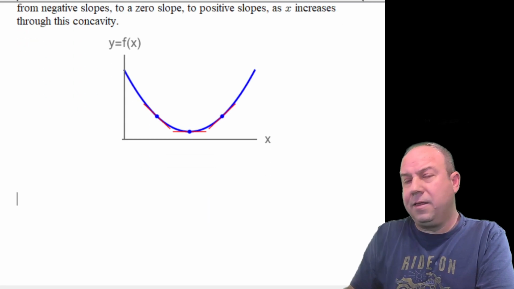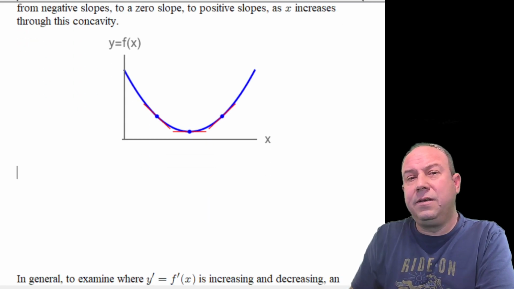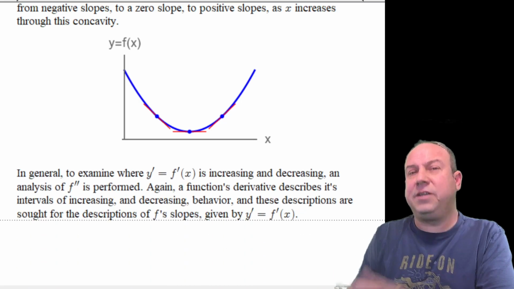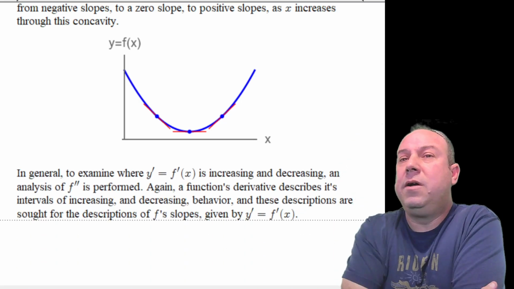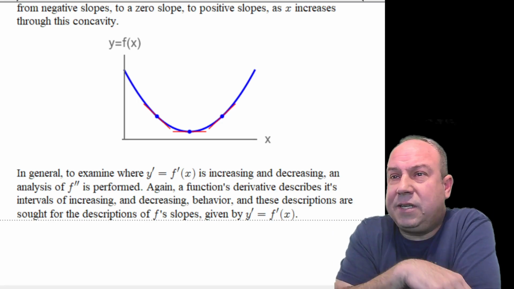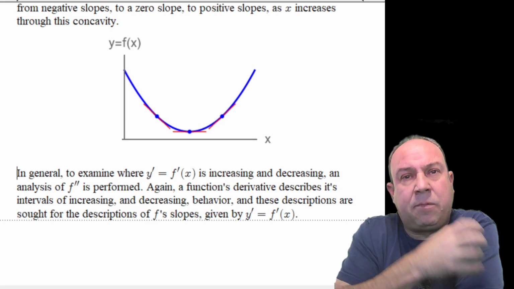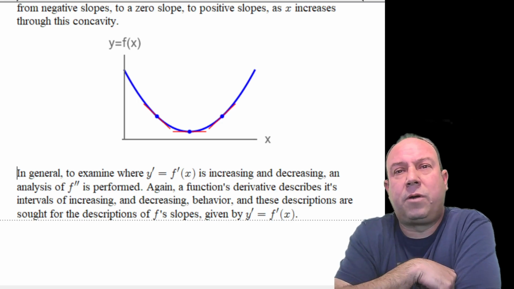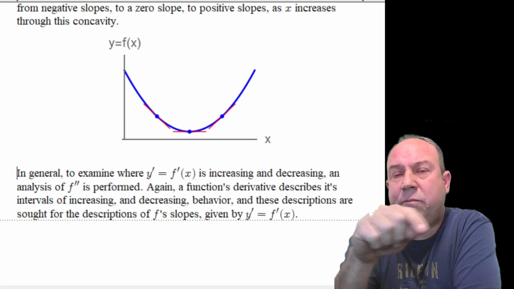The second derivative is going to be part of that analysis. So that's why I say here in general, to examine where y prime is increasing and decreasing, an analysis of f double prime is performed. An analysis of its derivative is performed. The derivative of y prime, f prime of x.